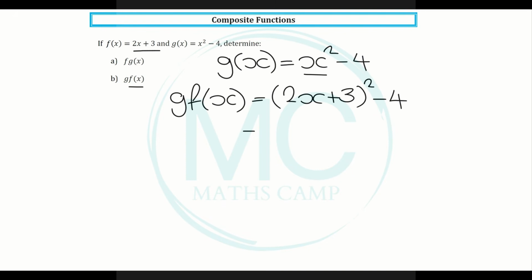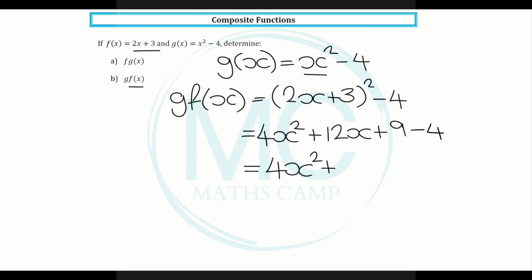Now we can expand the brackets. We get 4x squared plus 12x plus 9 minus 4. Let's add like terms and we get 4x squared plus 12x plus 5. And this is the equation for g f of x.